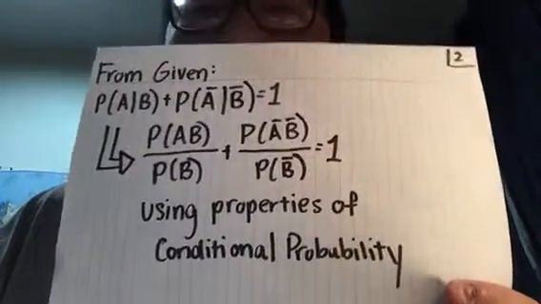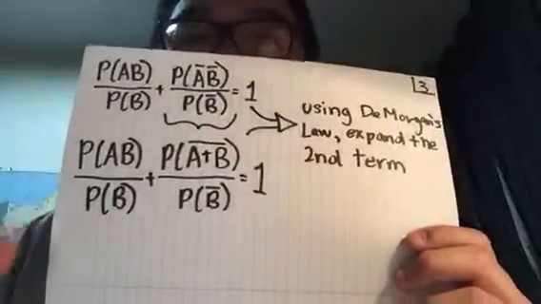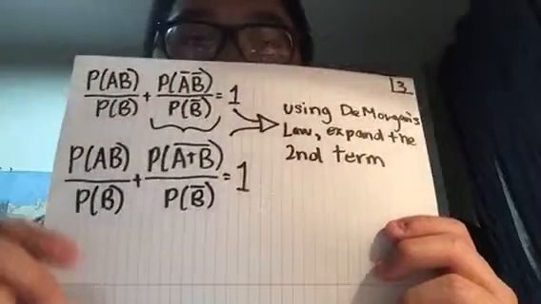Again, I want to repeat, we use the properties of conditional probability, and you'll see that as I keep moving along, the previous conversion will be on the top of the page, such as right here. So I don't need to explain that. So we're continuing on from here.